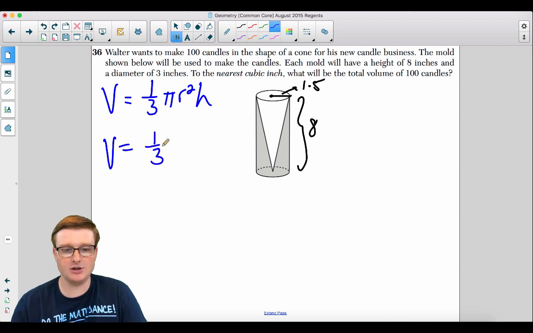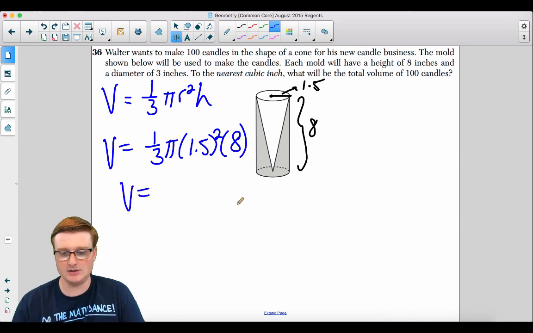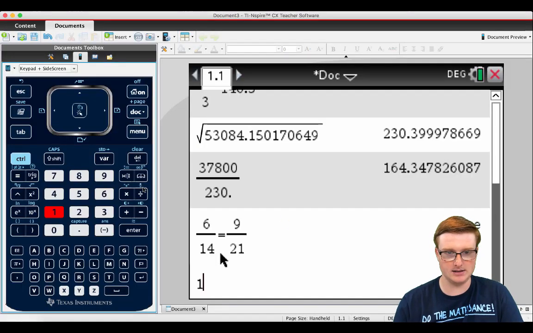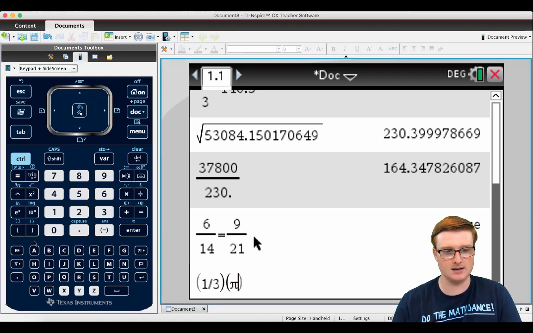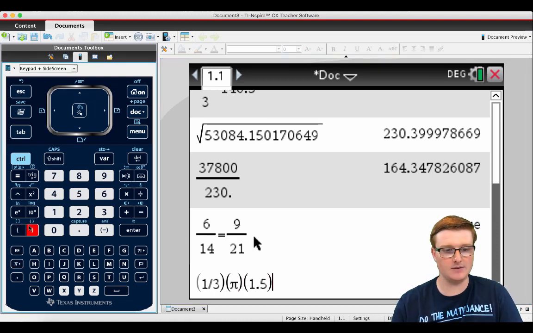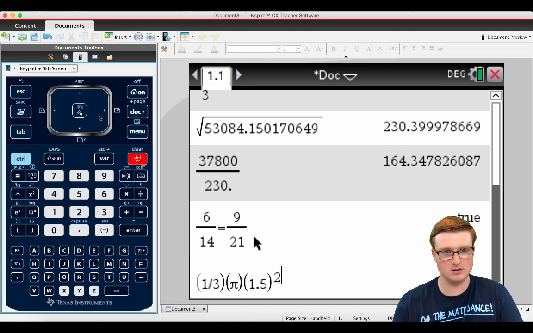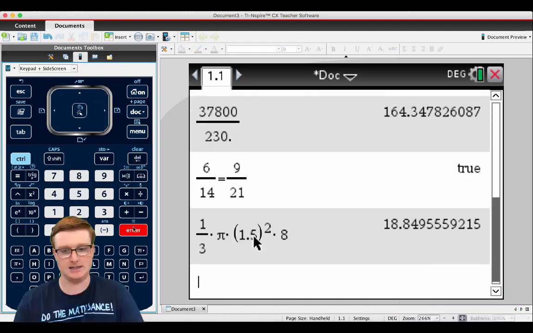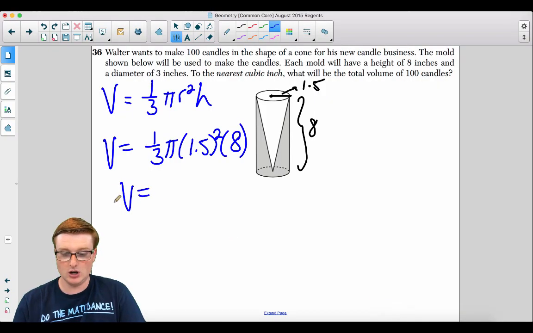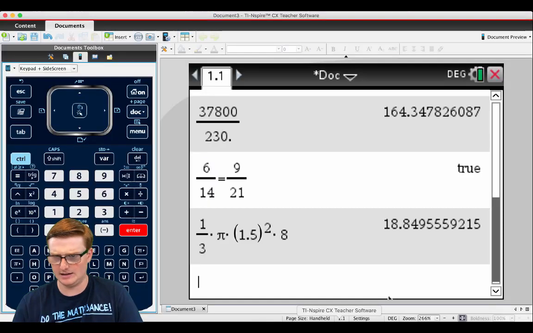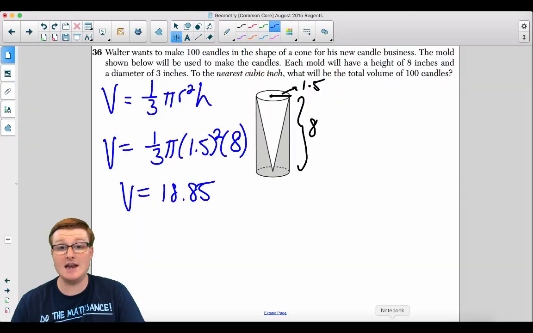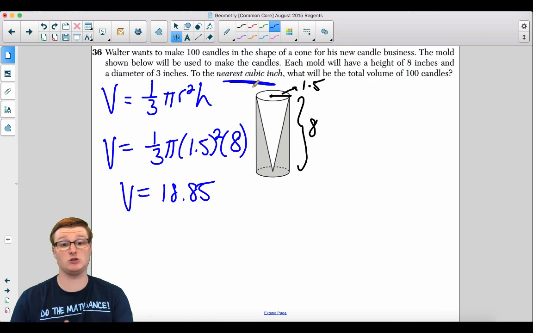So the volume is equal to 1/3 pi times the radius of 1.5 squared times the height of 8. When you type that into your calculator, 1/3 times pi times 1.5 to the second times 8, that will give you 18.849. So the volume is 18.85. I'm sorry, I just rounded it. That's fine. You could round it now because it says to the nearest cubic inch.